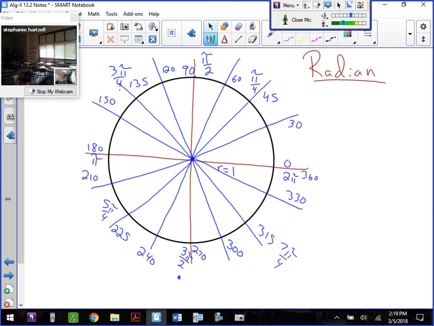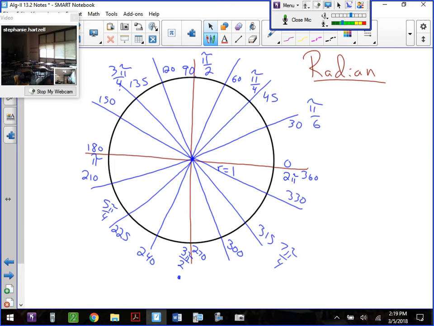I count by 30 degrees going all the way around: 30, 60, 90, 120, 150, 180, 210, 240, 270, 300, 330, 360. You get all the way around the circle just counting by 30s. Now, if 90 was pi over 2, 30 is 1/3 of 90. What's 1/3 of a half? A sixth. So at 30 degrees, I have pi over 6.